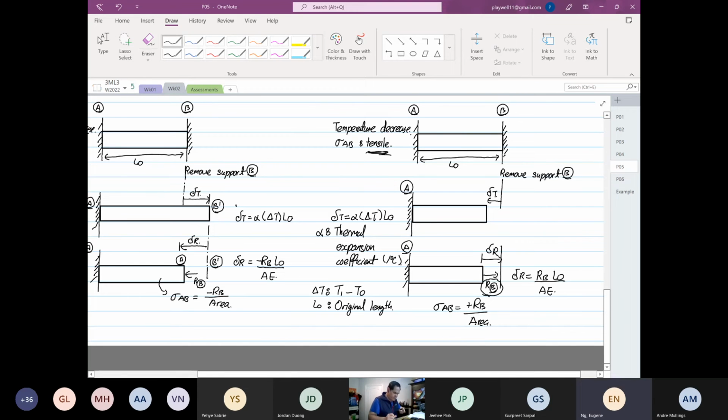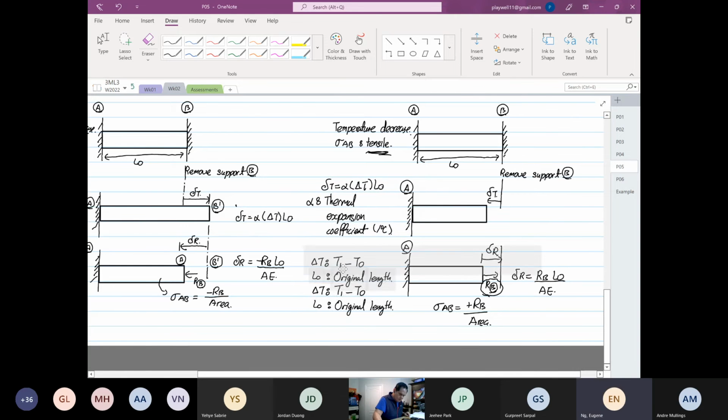So this is the first time you have seen this formula. And the other thing to take note of, we still have to apply is the deflection due to the temperature plus the deflection due to the redundant load must be equal to 0. So nothing changes. Everything is still the same as with mechanical loading.